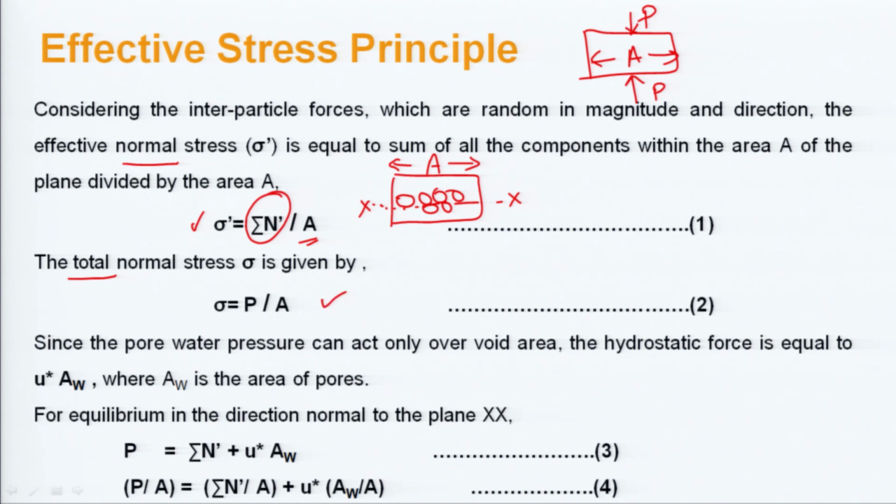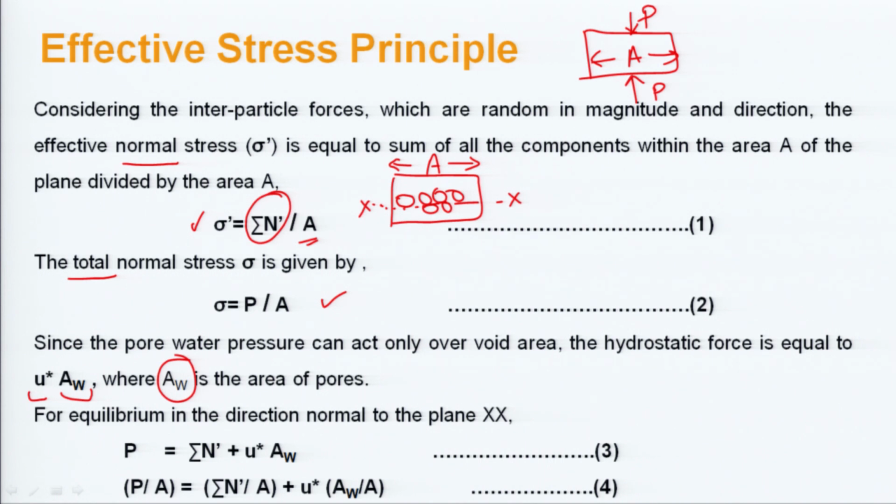Since the pore water pressure can act only over the void area, because water is where? Is water flowing in each and every direction? Yes, but it is actually inside the voids. So, the hydrostatic force will be equal to U into Aw. Let us say that Aw is the area of the pores. So, the pore water pressure will be acting on the pores area. So, the hydrostatic force will be U into Aw, that is the area on which the pore water pressure is being exerted.